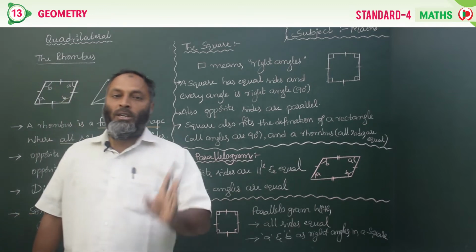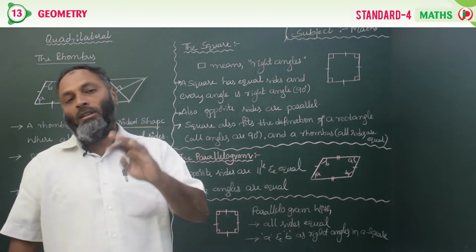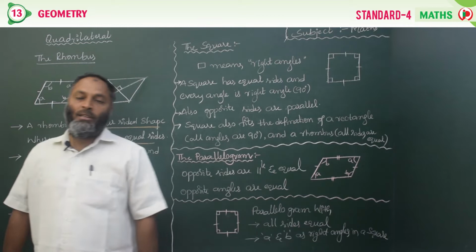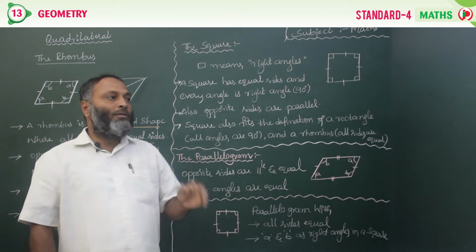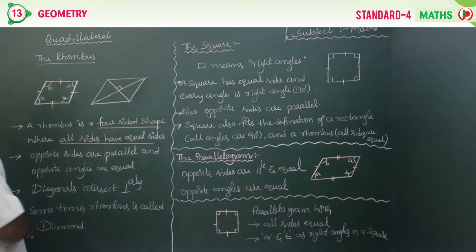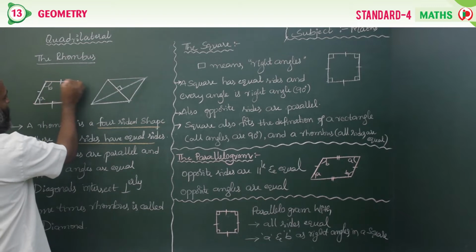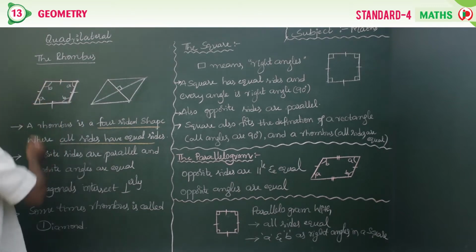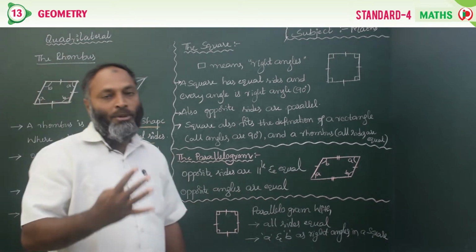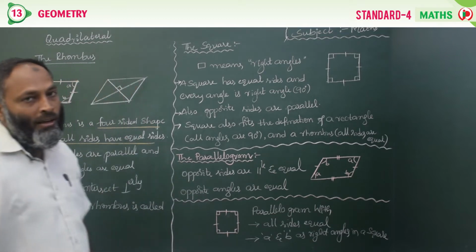So a rhombus is also a quadrilateral, no doubt, so it should have four sides. Now, how are the four sides? Here the four sides are equal in a rhombus. This is the first side, this is the second side, this is the third side, this is the fourth side. All four sides are equal in a rhombus.